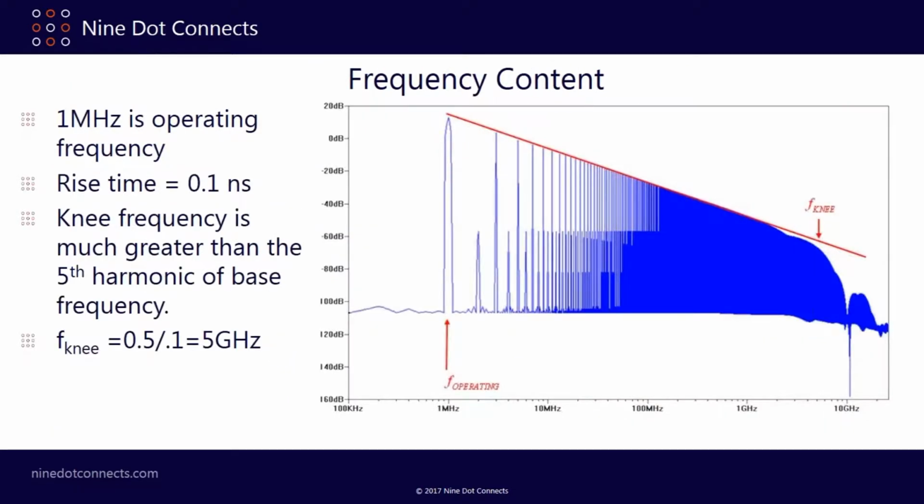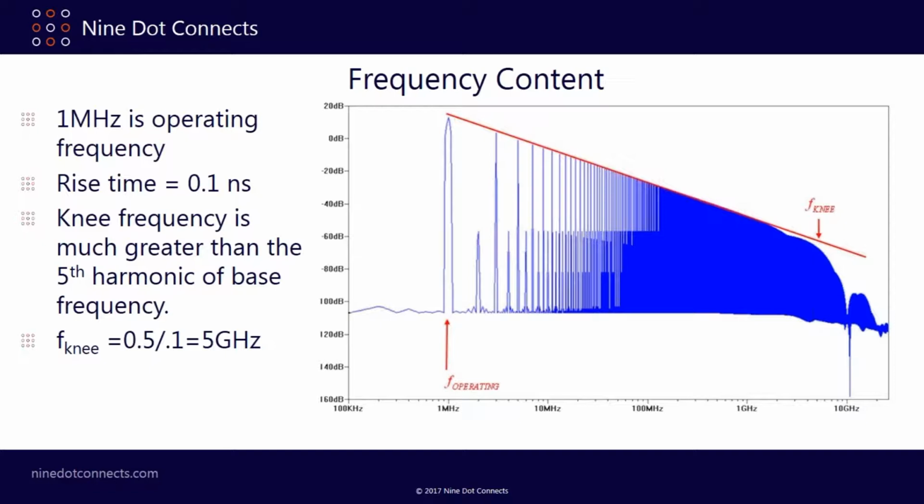So let's take a lower operating clock. Let's say it's 1 megahertz, but it has a really fast rise time of 100 picoseconds. Now this diagram will help you to understand that the needed frequency is much greater than that 5th harmonic case, because if we did the 5th harmonic rule of 1 megahertz, you'd have 1 megahertz, 3 megahertz, 5 megahertz. 5 megahertz would be the highest frequency of concern.